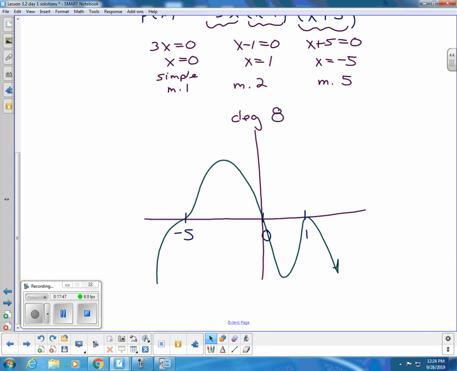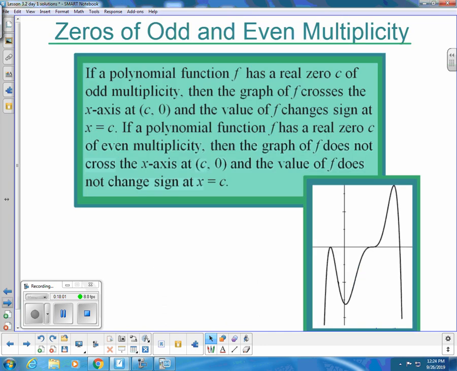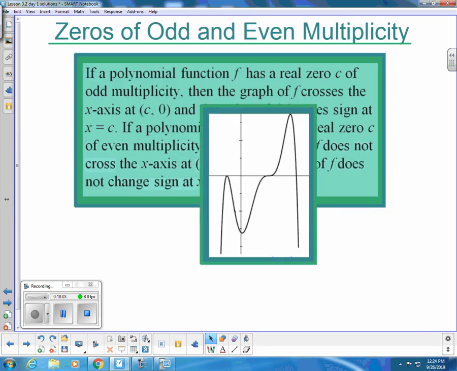So one more little thing we have to be able to graph more accurately. And we're not using those stinking calculators, right? It's all here, guys. Okay, here we go. This is what we just talked about, the multiplicity. So let's look at this graph.